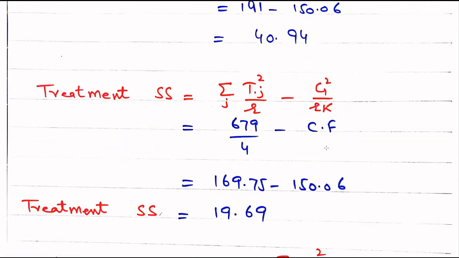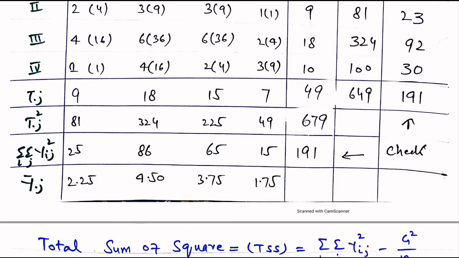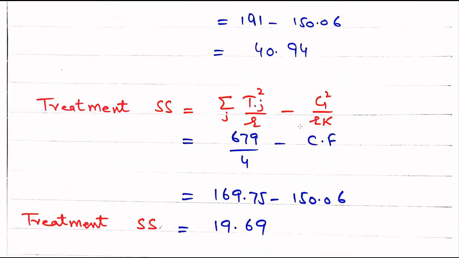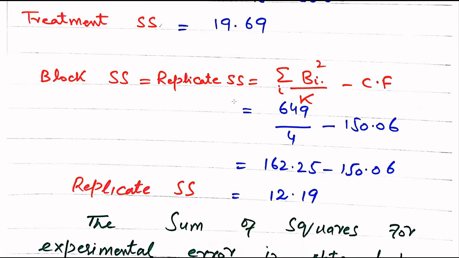So summation t dot j square: these are the t dot 1 square and so on, summing all 4 terms, we got the answer 679. So 679 divided by 4 minus the correction factor gives the treatment sum of square, 19.69.